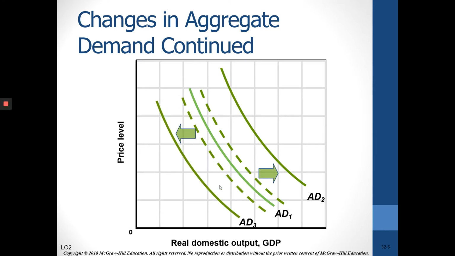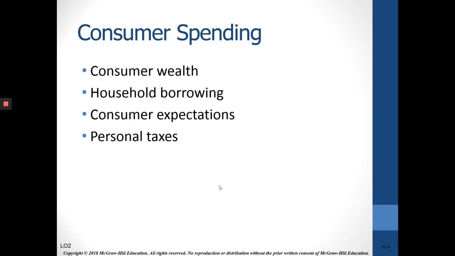Increases in aggregate demand move the curve to the right, decreases to the left. Ideally, we'd like aggregate supply and aggregate demand to both increase at the same time, and we'll see why. But let's look at consumer spending, consumer wealth, household borrowing, consumer expectations. If people are optimistic about the economy, they're more likely to spend money, and tax rates matter. If taxes go up, consumers have less to spend, and GDP can actually decrease.